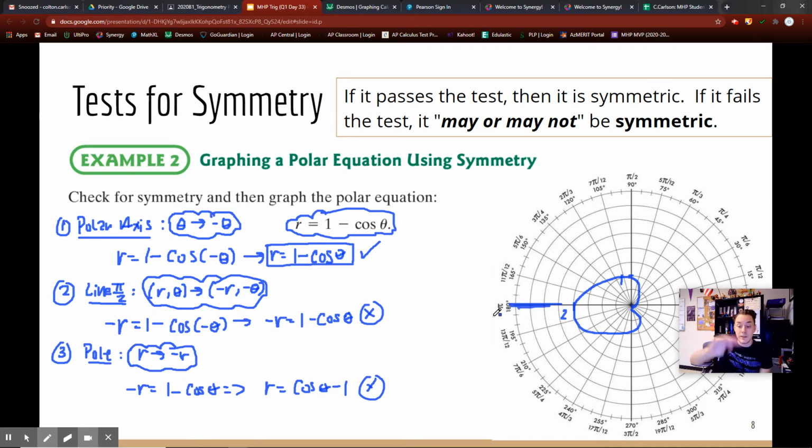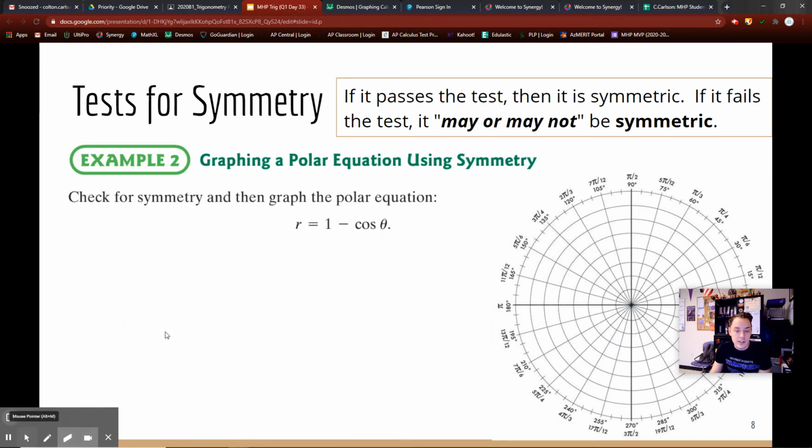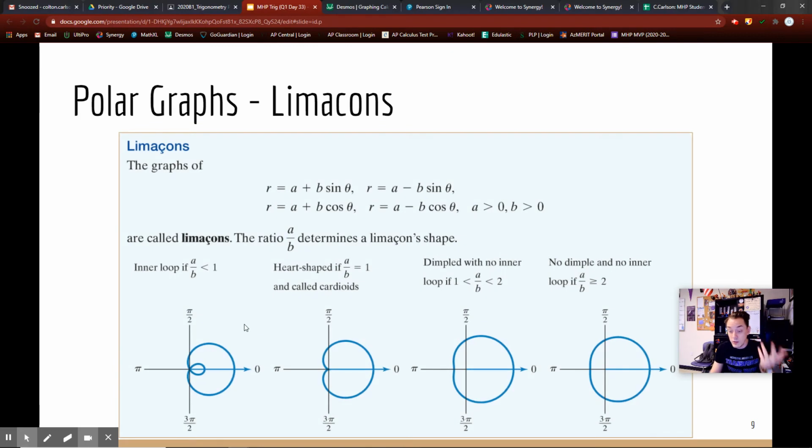I can flip it back and forth. It's not symmetrical to my y-axis, and it's not symmetrical to my line, or sorry, my pole. So not symmetrical to my line, pi over 2, and definitely not symmetrical to my pole. But it is symmetrical to my x-axis. Make sense? So that means for these, you would just say maybe, and then you would say maybe. You would not say no here, even if you did graph. Okay? Let's erase, and let's just continue on to go through these graphs.